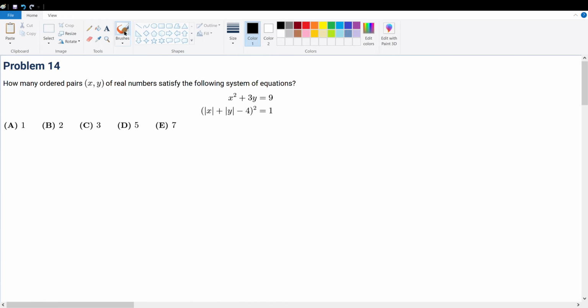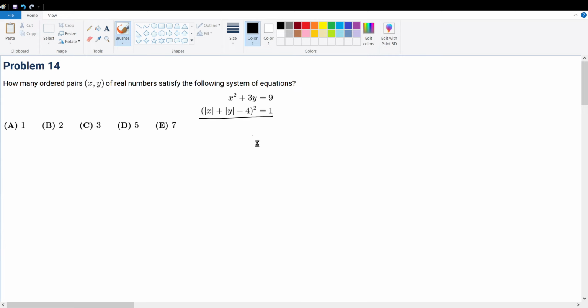Problem 14. How many ordered pairs x, y of real numbers satisfy the following system of equations? So when you have absolute values, you always want to break them down into their component parts, which is positive or negative. So what I mean by this is, what is this simplified?